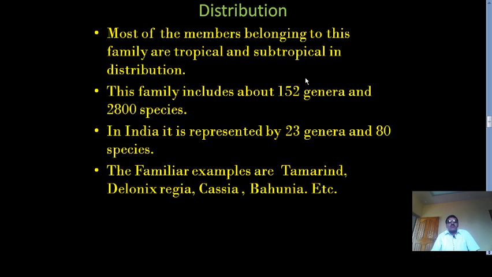Now, distribution. Most of the members of this family are tropical and subtropical in their distribution. This family includes about 152 genera and 2800 species, which are distributed in the tropical and subtropical areas of the world. In India, it is represented by 23 genera and 80 species. The familiar examples are Tamarindus, that is chinch, Delonix regia, Gulmohar, Cassia tora, and Bauhinia.